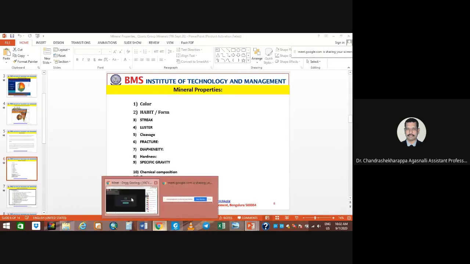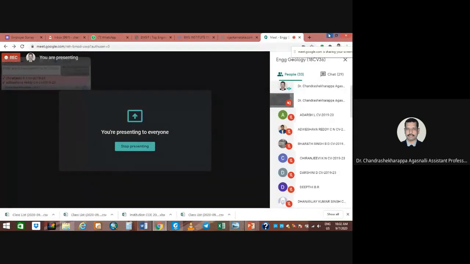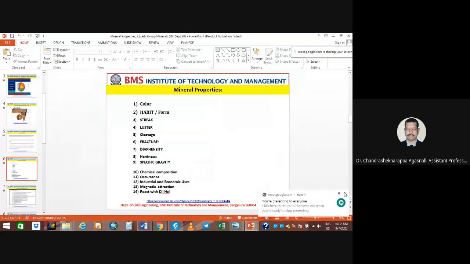Okay, so now let's go back to how you can identify these minerals. I'm a geologist. I can easily identify the minerals because I studied geology. Okay, so how are you going to identify the minerals? It's very simple. So first we need to understand the set of mineral properties.